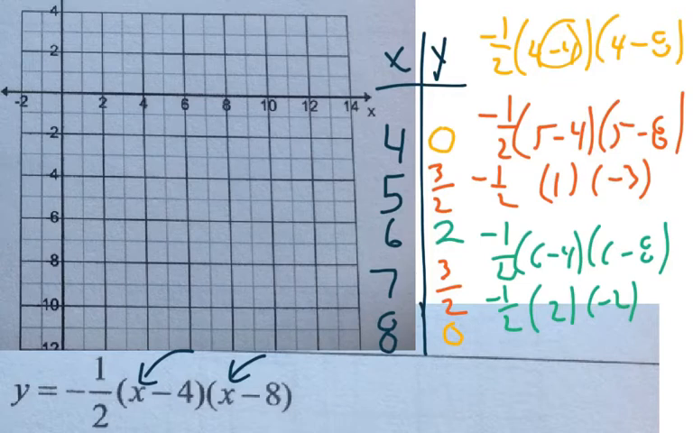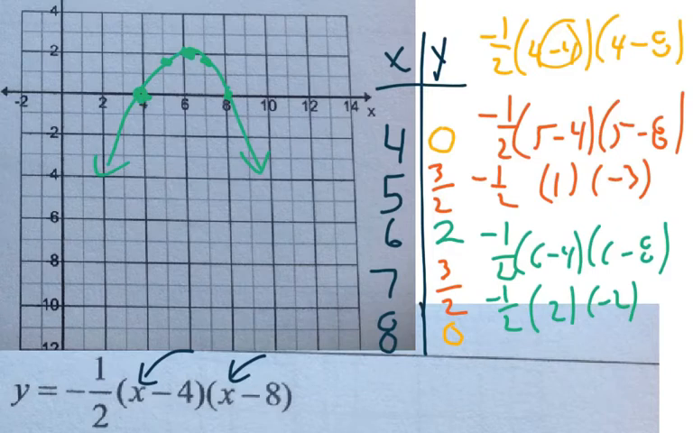So all I have to do is graph now. 4 is 0. 5 is 3/2. So I'm just going to do a 1.5 as best as I can there. 6 is a positive 2. 7 is a 3/2, which is another 1.5. A little bit high there, but hopefully you realize that's 1.5. And finally, 8, 0. So notice, guys, here is my parabola.